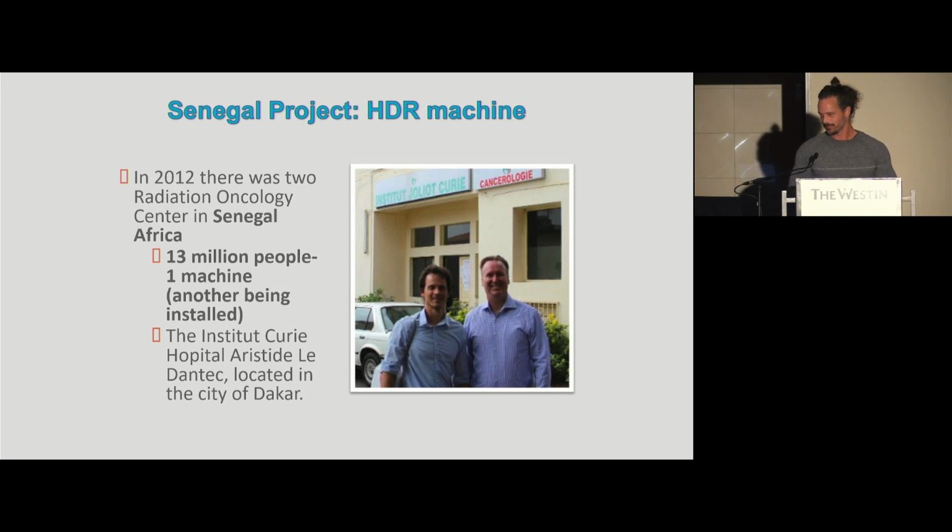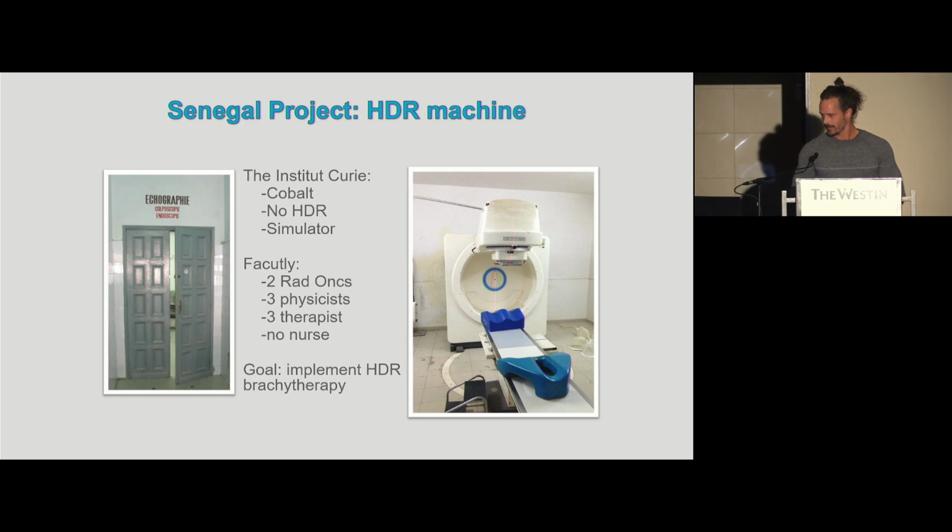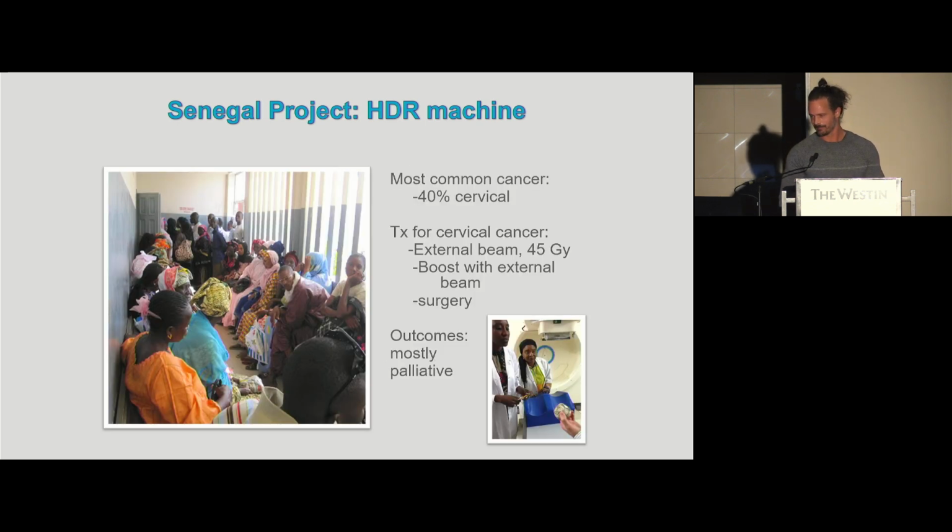So that time, that's their cobalt machine and the radiation therapy. The center had 2 radiation oncologists. They were amazing. They had 3 physicists, 3 radiation therapists, but no brachytherapy machine. And this was their waiting room there, and they had 40% of their cases. As you can see, they're almost all females there. 40% were all cervical cancer. But they didn't treat them curatively. They treated them for palliative intent.